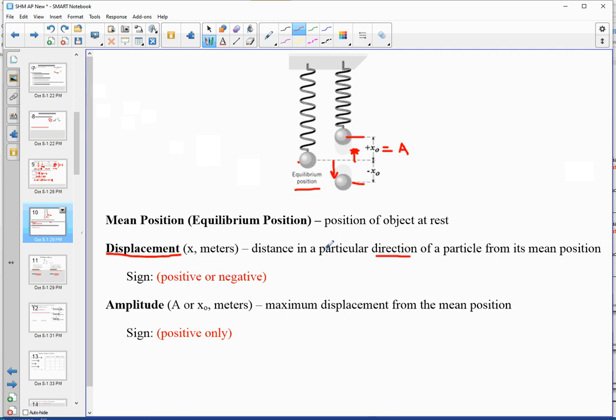But the displacement is going to be where you're located, and that will change throughout a problem as the mass is oscillating up and down. The thing that won't change is its amplitude. That would be the position when it's at its two maximums, the positive and negative maximum. Now, being a scalar quantity, it will be positive only, whereas the displacement will be positive or negative. So when your equation spits out negative 0.8 meters, you know it's below the equilibrium position by 0.8 meters.